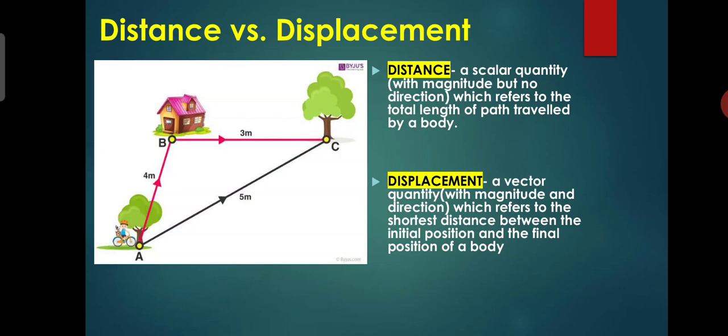Well, the displacement is a vector quantity. When we say vector quantity, it is a quantity with magnitude and direction. It refers to the shortest distance between the initial position and the final position of a body. So from point A to point C, you draw a straight line, and in the figure that is 5 meters. This 5 meters now is your displacement. And take note, since it's a vector quantity, it has a direction. So the direction would be northeast. So the displacement is 5 meters northeast. So that's the difference between the distance and displacement.